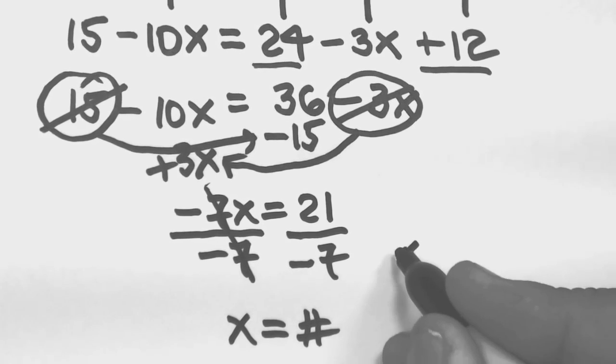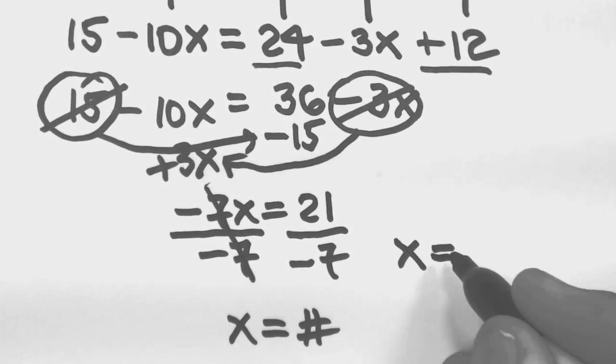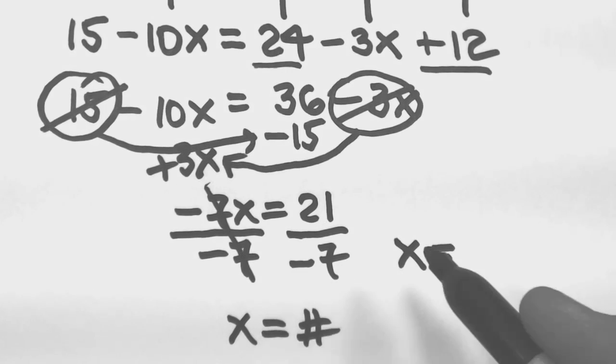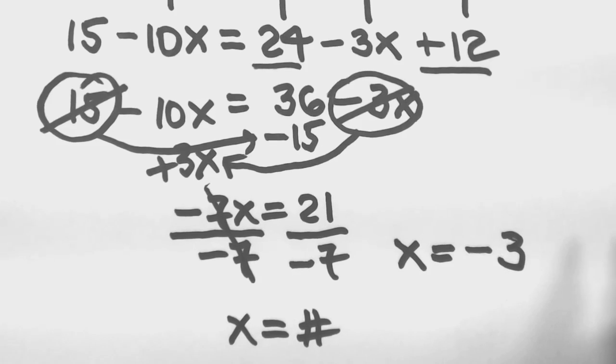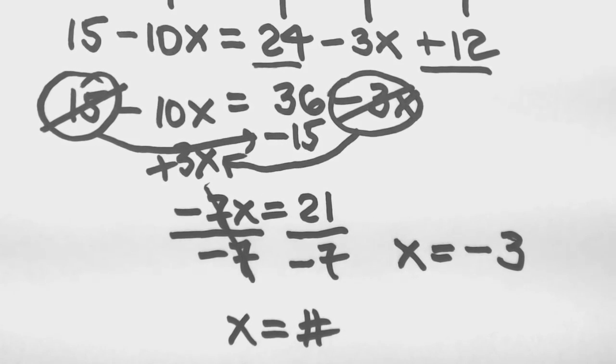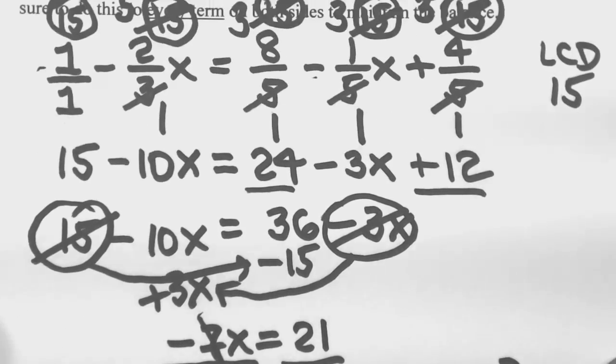I'll write the answer over here where I've got a little bit more room. And on the right side, there's a single minus sign, and 21 divided by 7, x equals 3. Okay, so here's the idea.